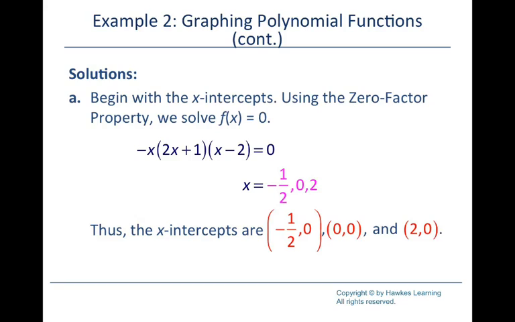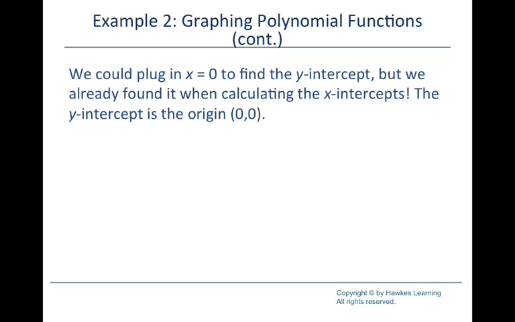Okay, and we list them as points. Remember, the x has a value. The y is always 0 where it crosses the x-axis. If we want to find the y-intercept, we could plug in x equals 0 and find it, but since we found the origin was an x-intercept, then that's also a y-intercept.